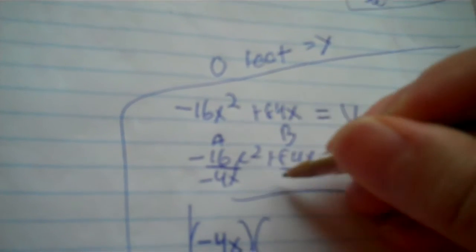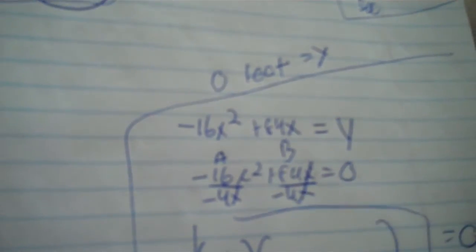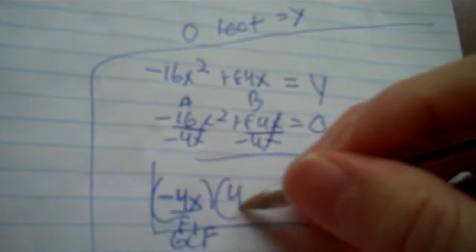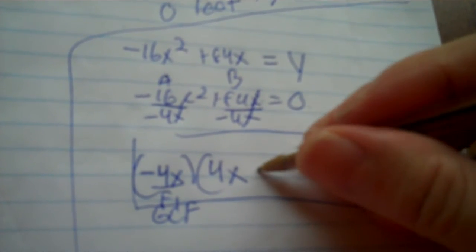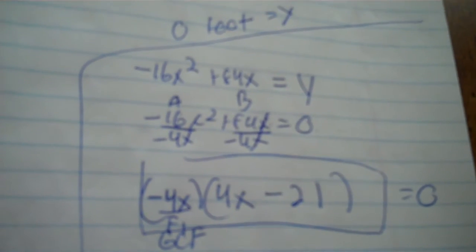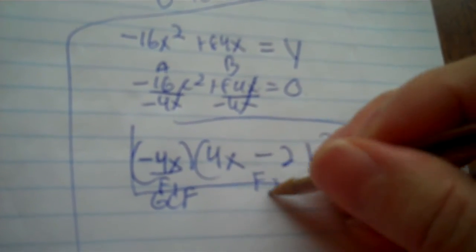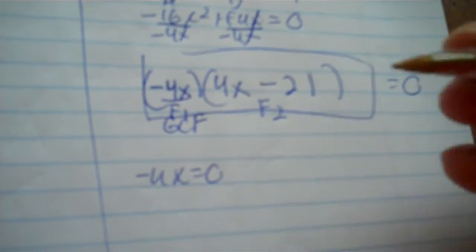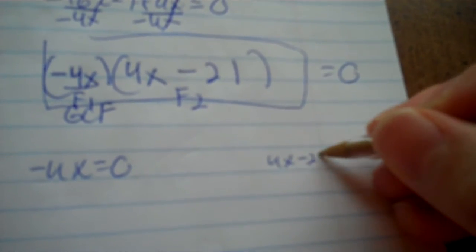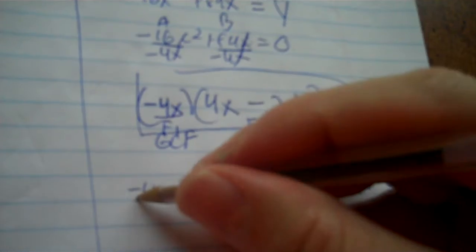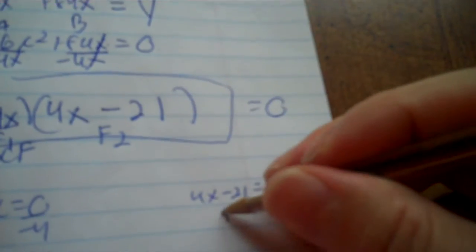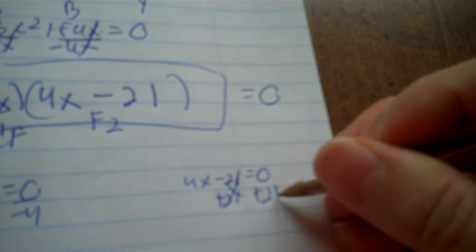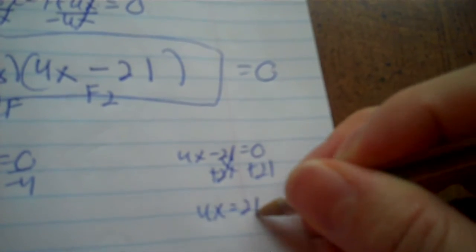So I divide by negative 4x. That's going to be 4 with x. 84 divided by negative 4 is negative 21, so put minus 21. Okay, F1, F2. So negative 4x could equal 0. 4x minus 21 equals 0. So divide by negative 4 and you get 0. Plus 21 plus 21. 4x equals 21.